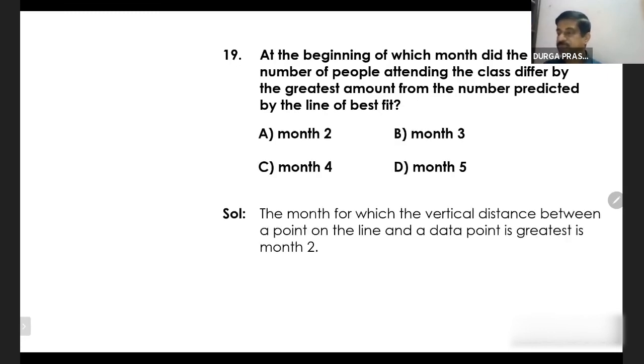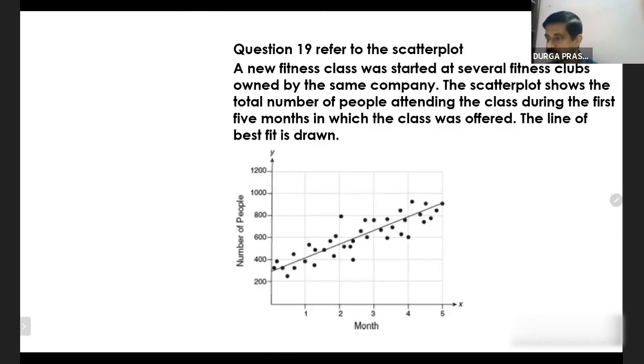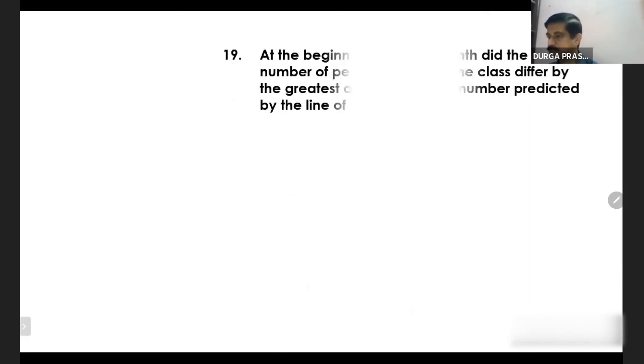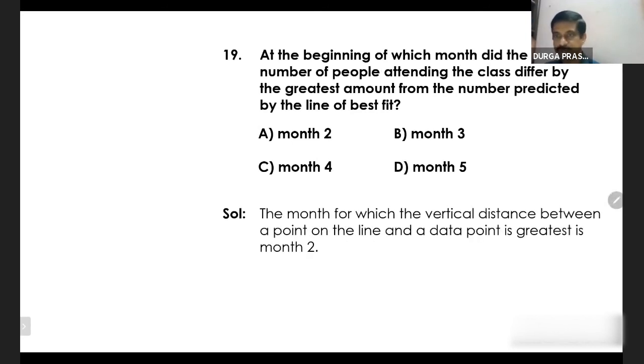So you have to see what is the vertical gap, the highest vertical gap. You see, you take the highest vertical gap. So this appears to be whichever is highest that we should take. Okay, so that we should identify first month to fifth month. So look at this month 2. Directly we will go to month 2 because the vertical height was greatest.